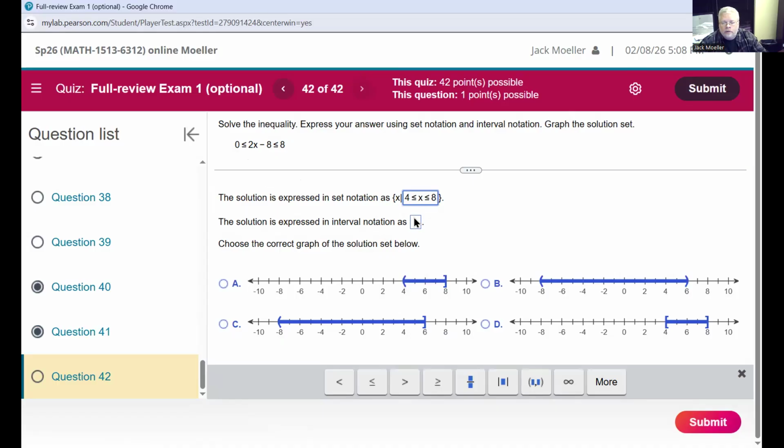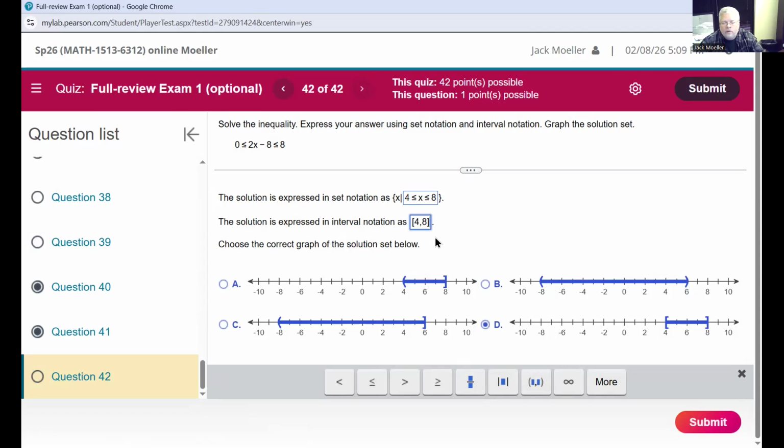And then for the interval notation, again, I like to graph it. We're between 4 and 8. With equals, that would be that. Then on the left, we have 4. On the right, we have 8. Brackets on both.